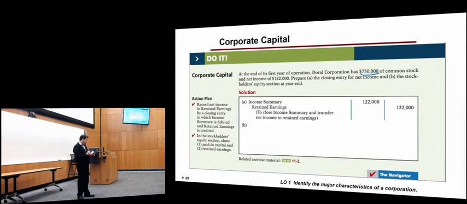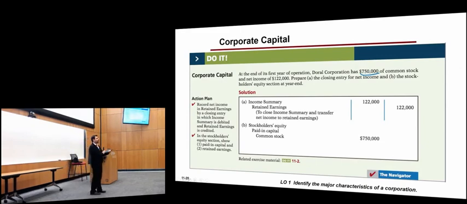Now, the second part of the problem is to prepare the stockholders' equity. Again, whenever you need to prepare the stockholders' equity section of the balance sheet, you have two components: paid-in capital and retained earnings. What kind of stocks does the company have? They are telling us that they have common stock, right? They are not talking about any other type. So you have paid-in capital. Under that one, you would have common stock, 750,000.